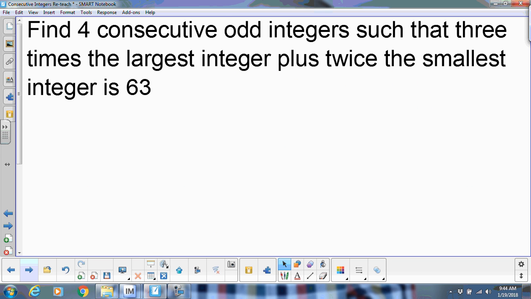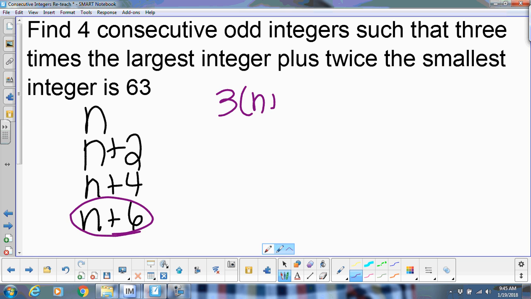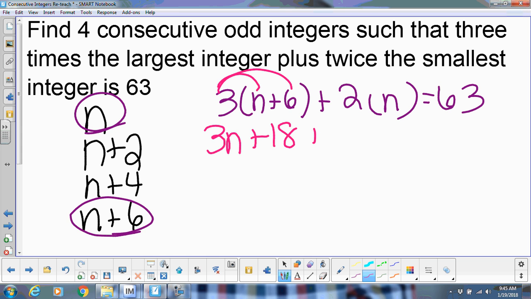All right, so what we've got here is 4 consecutive odds. So n, n plus 2, n plus 4, and n plus 6. These are your consecutive odds, such that 3 times the largest. So our largest integer is what? So 3 times that, plus twice the smallest, equals 63. All right, use your distributive property here. So 3n plus 18 plus 2n is going to equal 63.